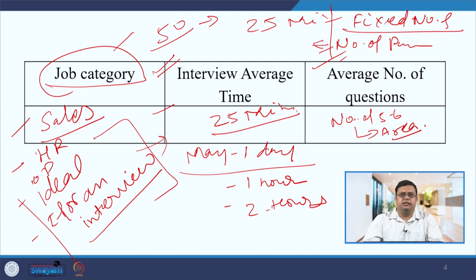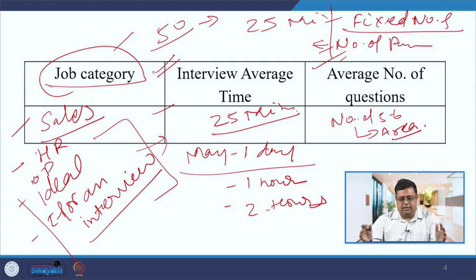So the average timing is what you should be able to calculate, and the average number of questions. I am not saying you should instruct the panel to ask only these questions, no. I am saying the average number of questions that you can suggest, and the area from which they should be asked, in order to do a holistic assessment of the candidate in the interview process.